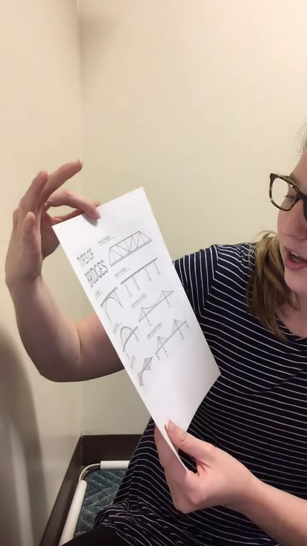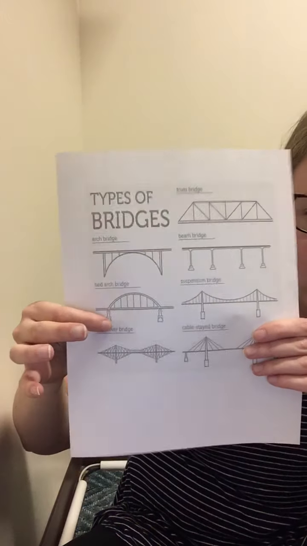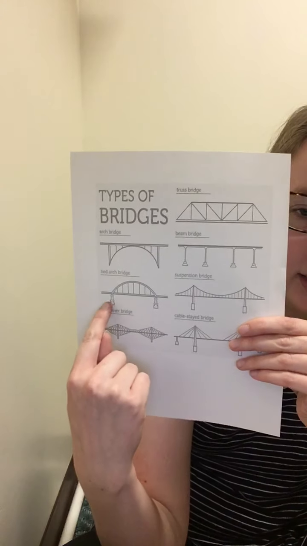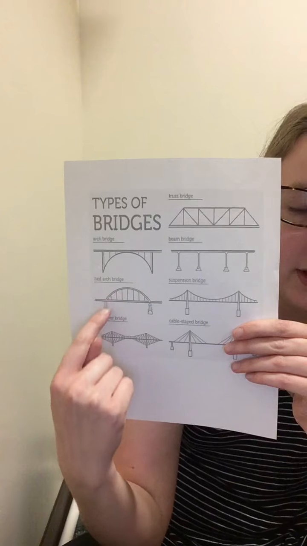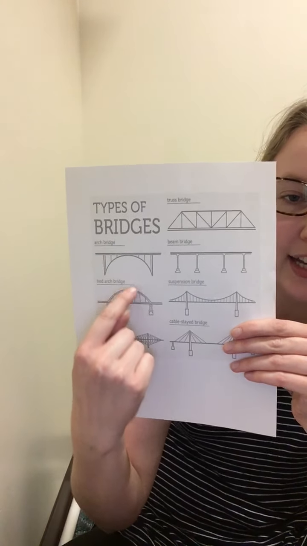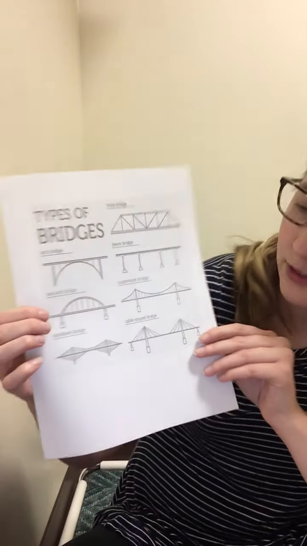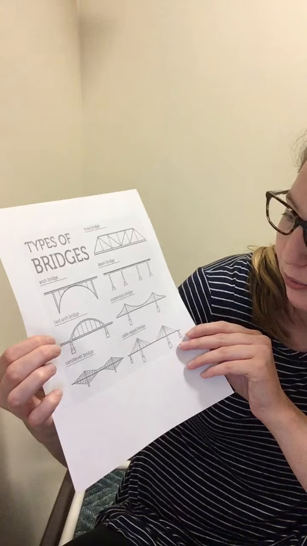Then we have a tied arch bridge, which is this one, which has some ties and it has an arch. An arch is a curve that goes over the top. So this is a tied arch bridge, and it has ties on it that help to hold the bridge up. The next bridge we're going to talk about is a suspension bridge.